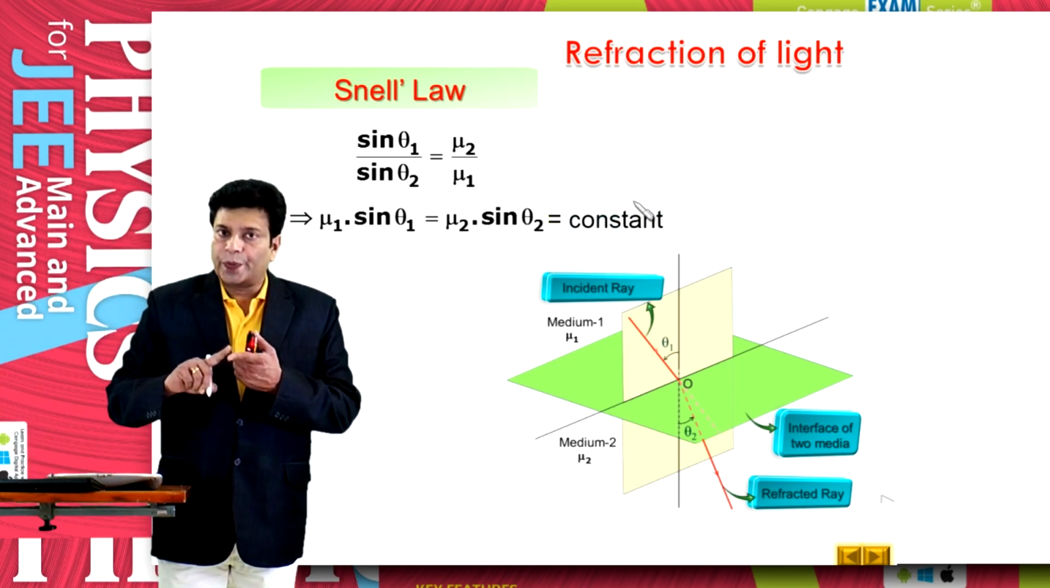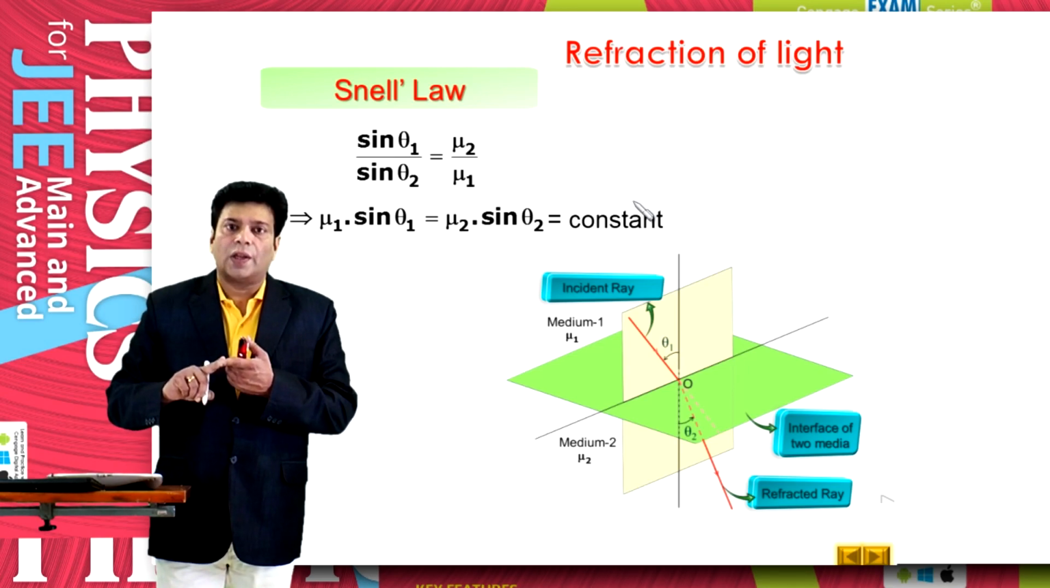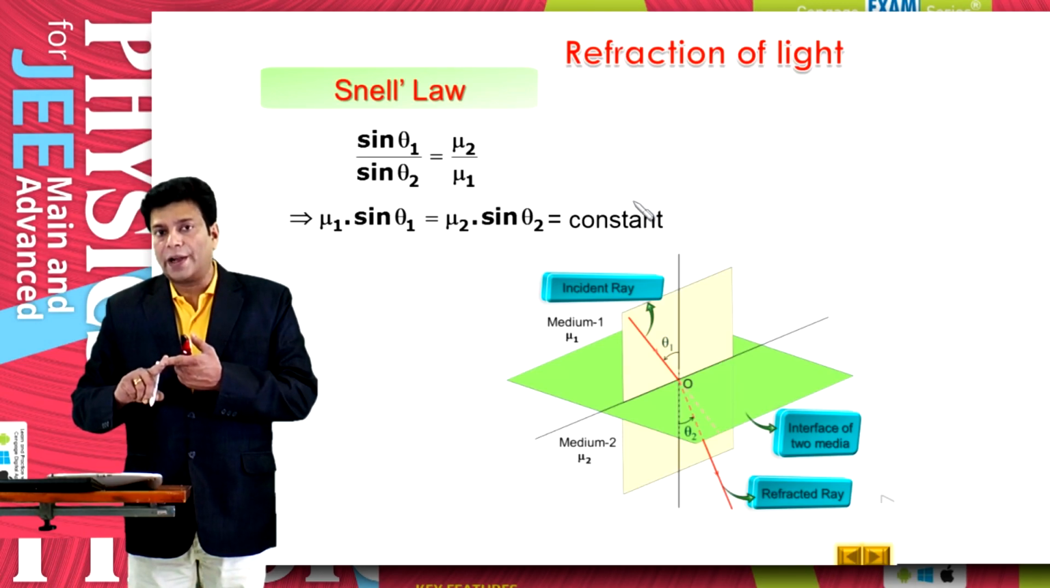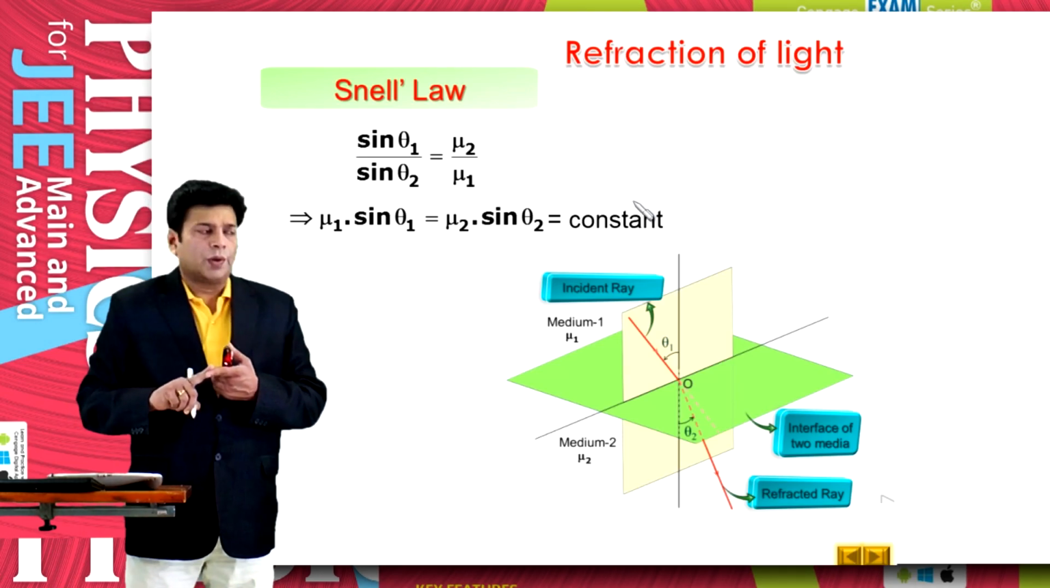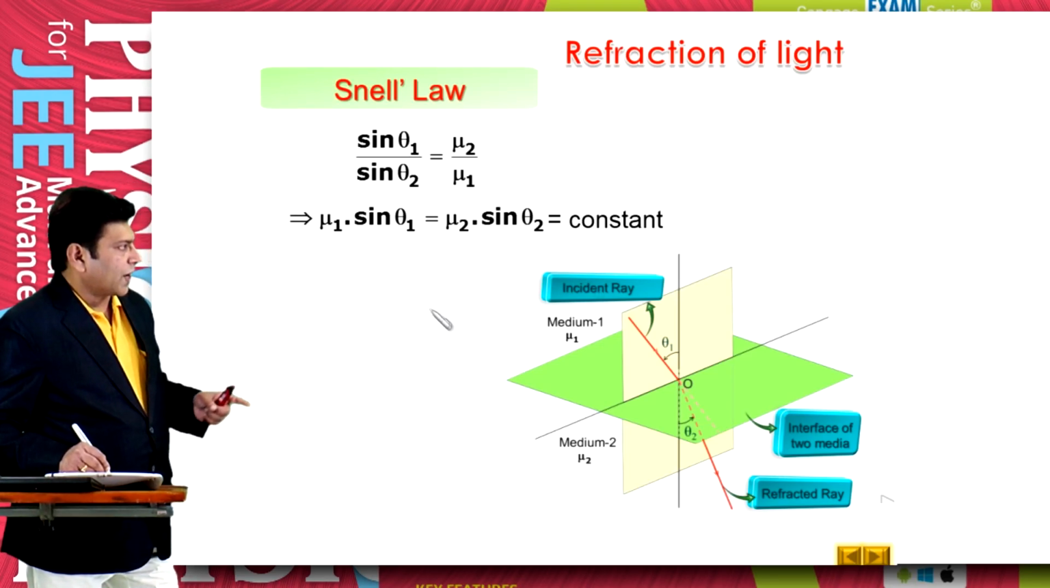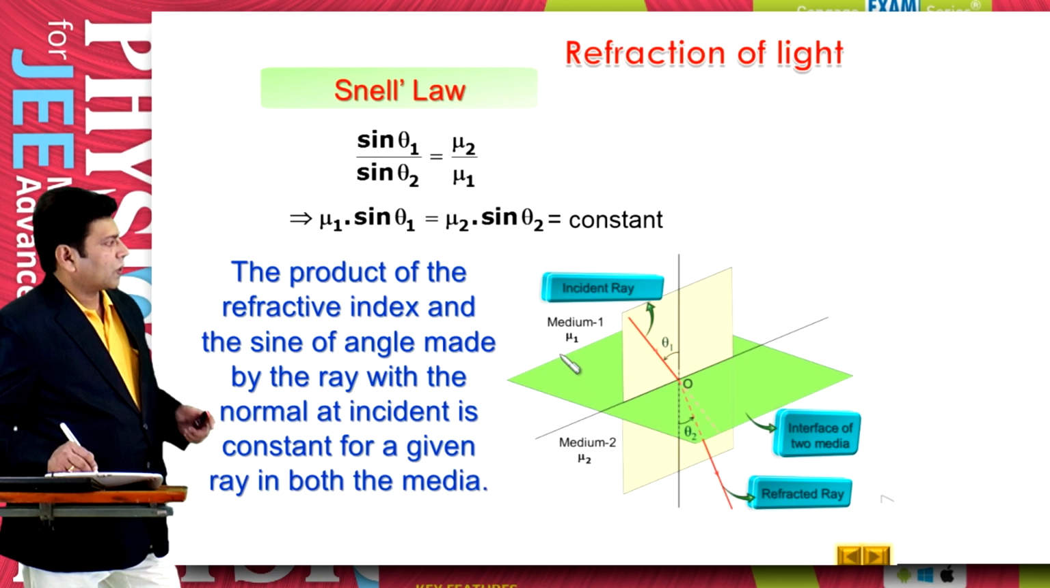Now we can say the product of the refractive index and the sine of the angle made by the ray with the normal at the point of incidence is constant, right? So now we can write mu multiplied by sine theta equal to constant. Okay.